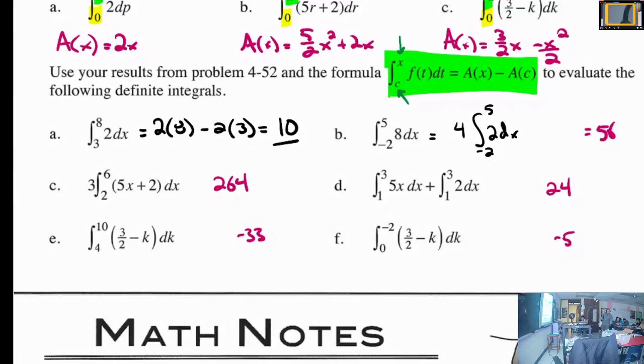No, we can just do the... So you take the area formula, 5 over 2 x squared plus 2 times x. So you plug in the top bound, 6. You plug in the bottom bound, 2. Working all the math, do the subtraction. The last thing you do is multiply it all by 3.